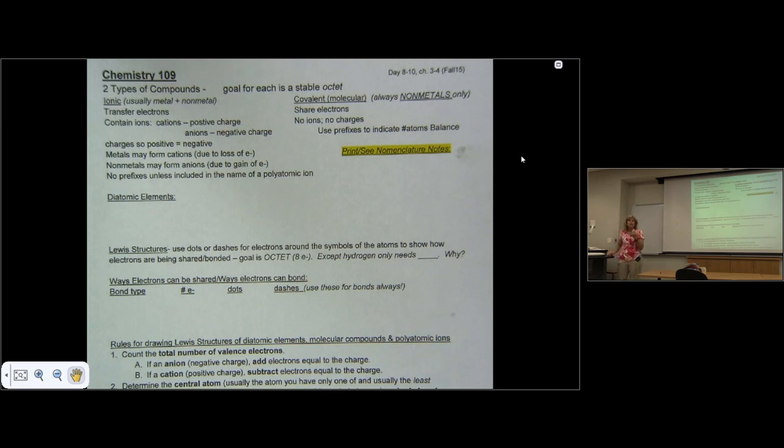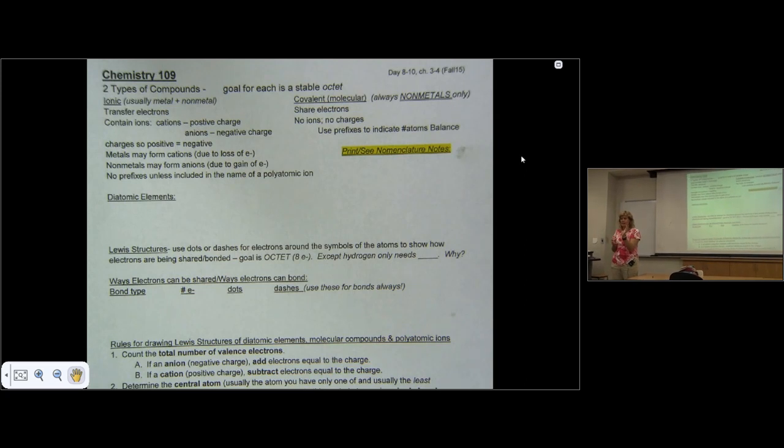Now, how do these atoms achieve their goal? There are 2 different ways they achieve the goal of an octet. If it's an ionic compound, what does it do to achieve that octet? We've talked a lot tonight about ions. It loses electrons or it gains electrons to get to that noble gas look, or close to the noble gas look. That's what's happening in an ionic compound. It's transferring electrons. It's a loss and a gain.